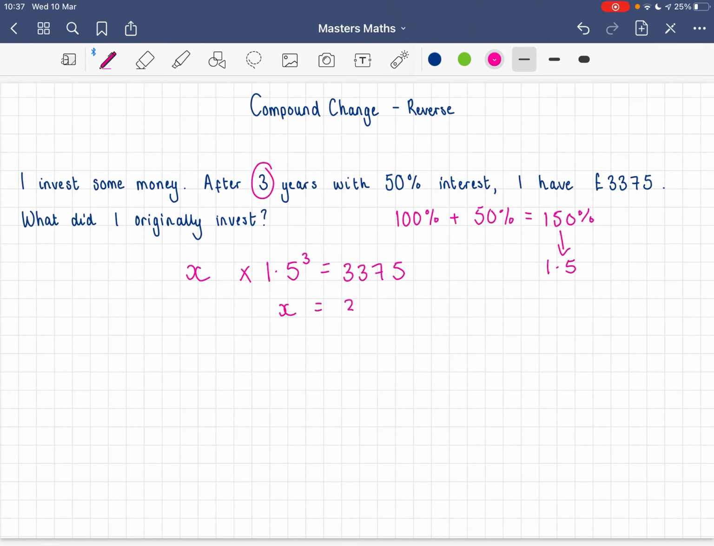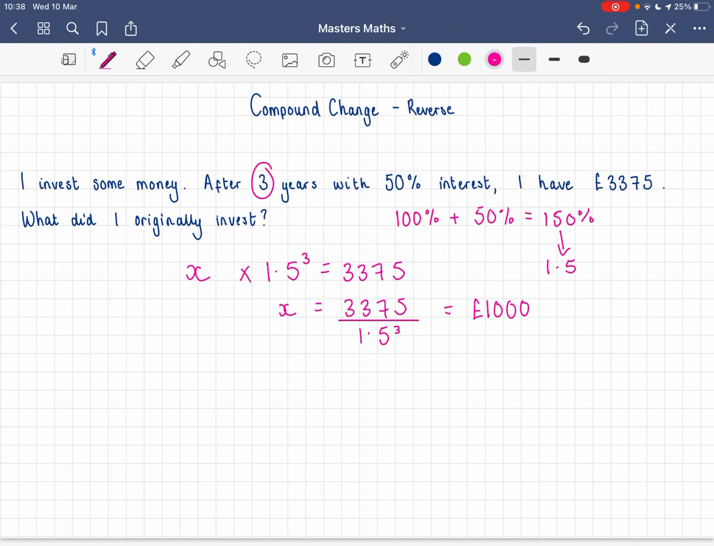So to get x, I'm going to do 3,375 and then divide it by 1.5 cubed. Just divide that straight over to the other side of the equation. When I put that in my calculator, that gives me £1,000. So my original investment was £1,000.